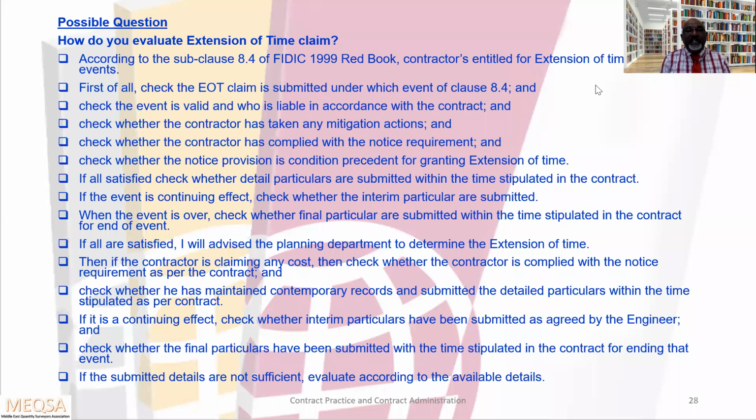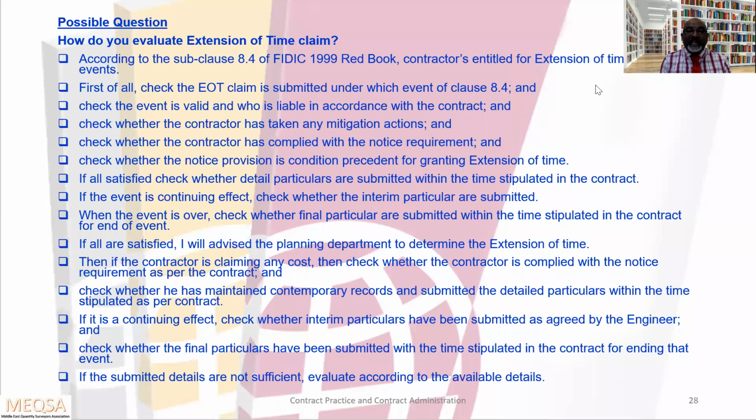If all satisfied, check whether detailed particulars are submitted within the time stipulated in the contract. If the event is of continuing effect, check whether the interim particulars are submitted. When the event is over, check whether the final particulars are submitted within the time stipulated in the contract for the end of the event. If all satisfied, I will advise the planning department to determine the extension of time. We will request the planning engineer to determine the extension of time.